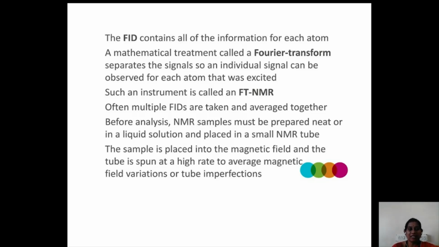Before analysis, NMR samples must be prepared neat or in a liquid solution and placed in a small NMR tube. The sample is placed into the magnetic field and the tube is spun at a high rate to average out magnetic field variations or tube imperfections.